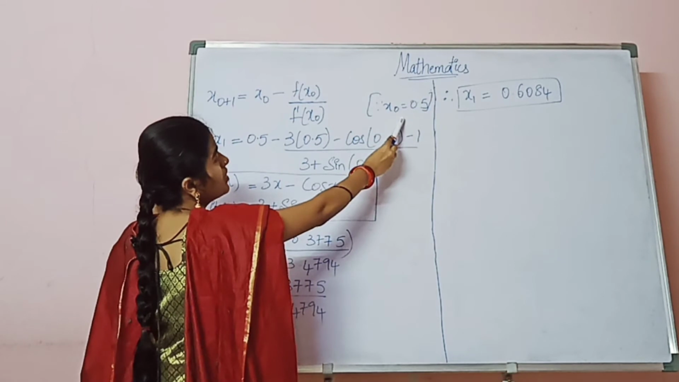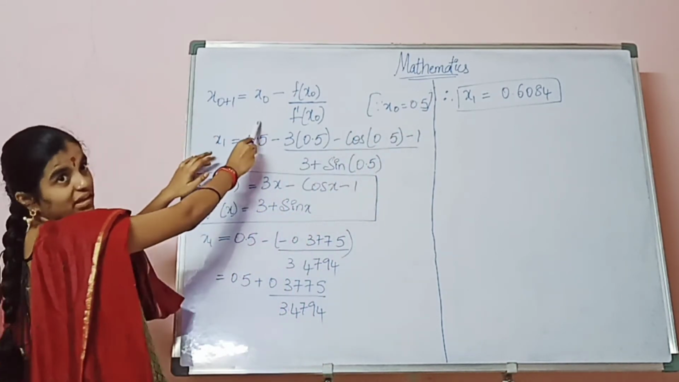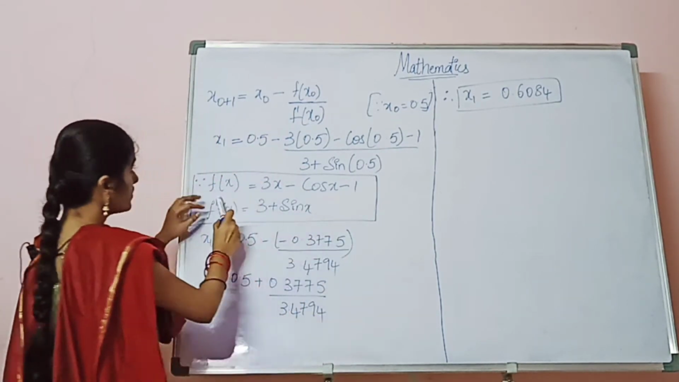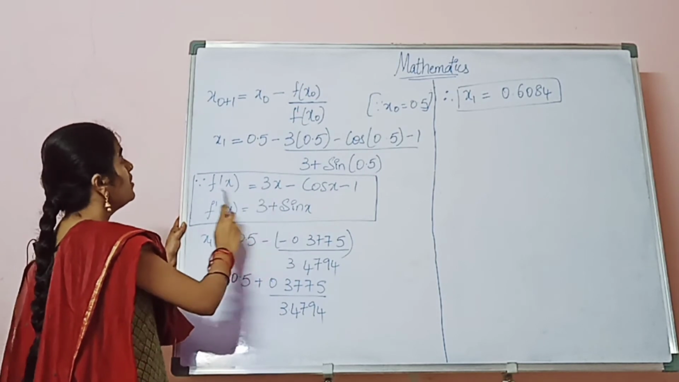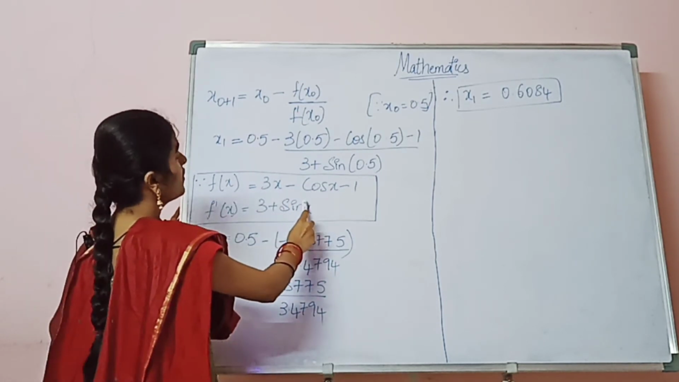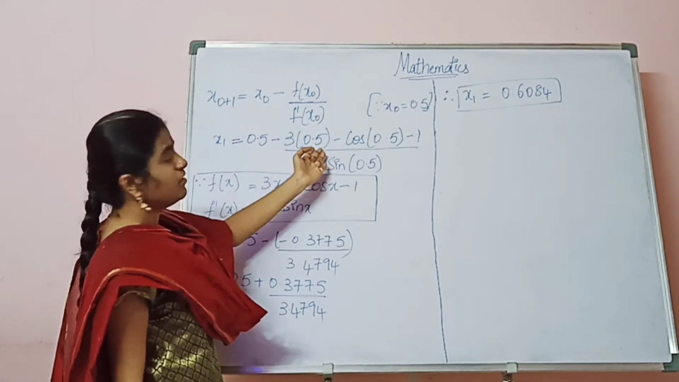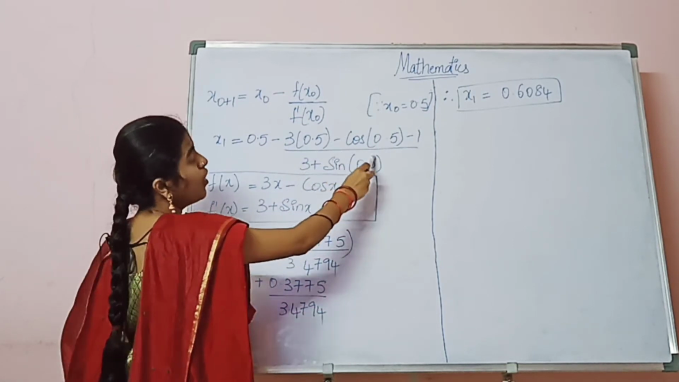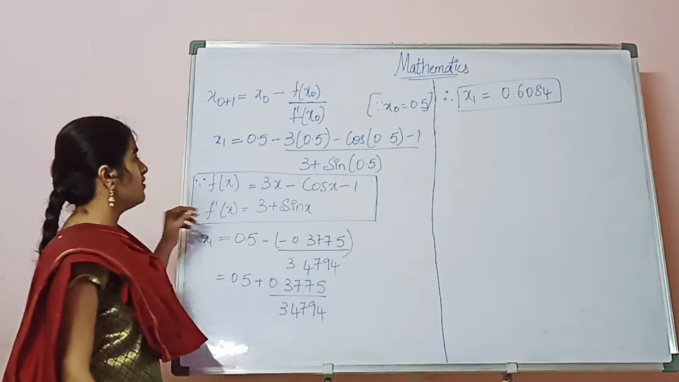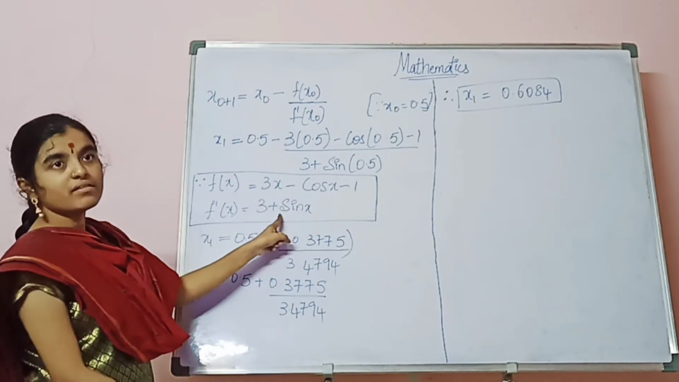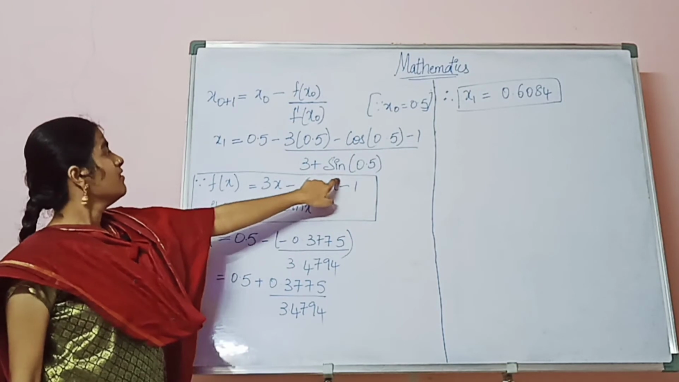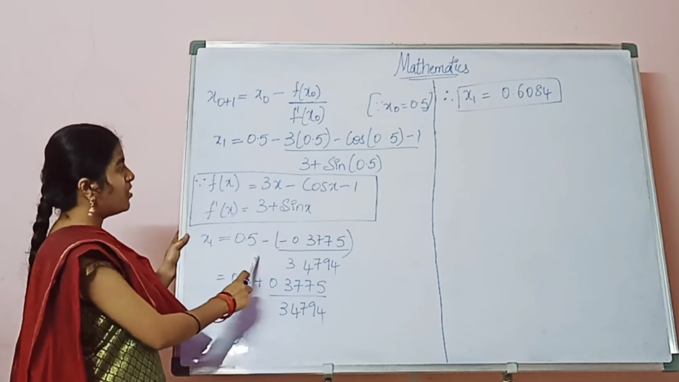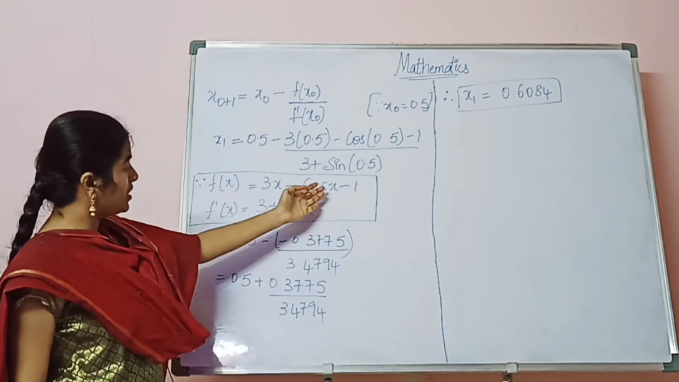Now x0 equals 0.5. So in the place of x0 we are taking 0.5 minus, the equation given in the question, f of x equals 3x minus cos x minus 1. So in the place of x we substitute 0.5: 3 into 0.5 minus cos 0.5 minus 1. Next f dash of x means 3 plus sin x, so 3 plus sin 0.5.